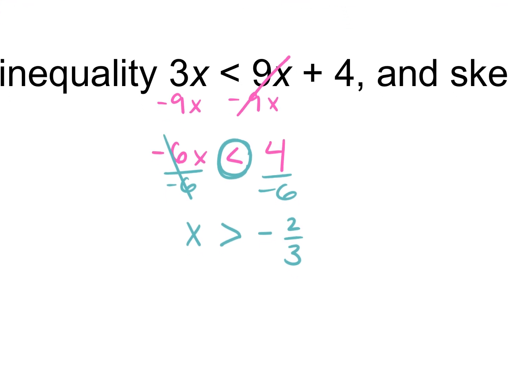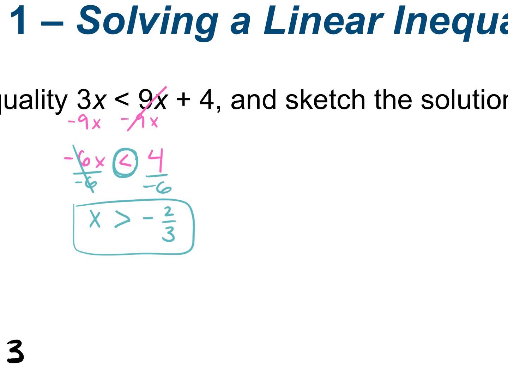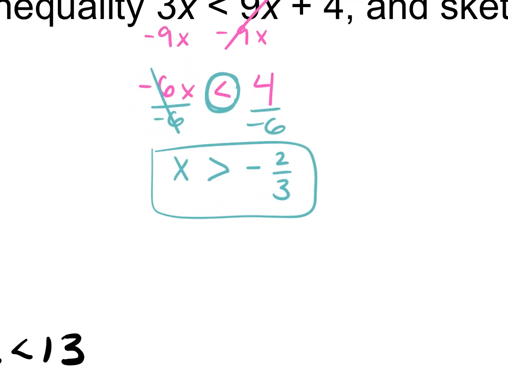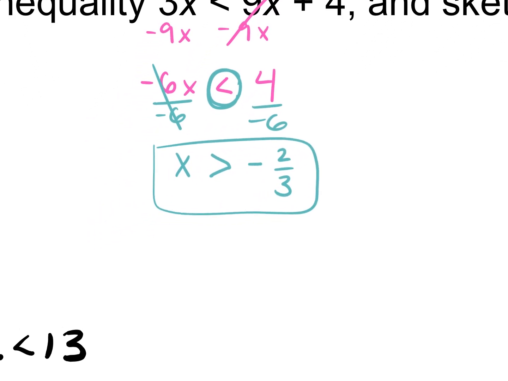All right, so this is our answer, but we got to write the answer a different way. It says that we have to sketch the solution. So we're going to put this on a number line. So when we graph our inequalities, we're putting it on a number line. So I'll put 0 on my number line here. We've got negative 1, positive 1. Now, negative 2/3 is going to be to the left of 0 because it's less than 0. It's negative. But it's not quite to negative 1. So it'll be somewhere in the middle here.